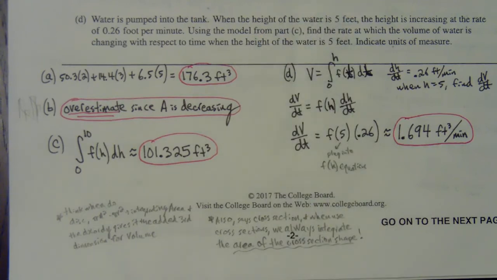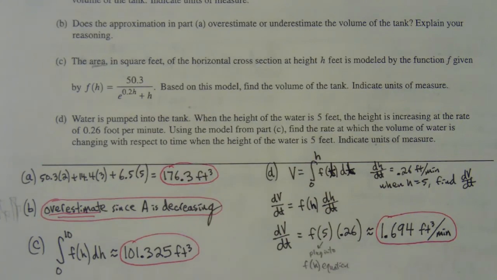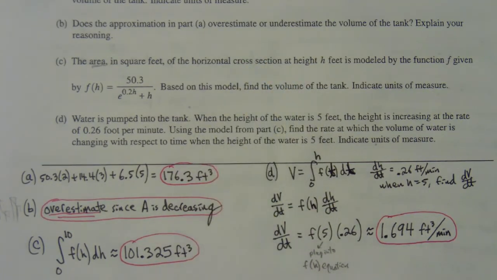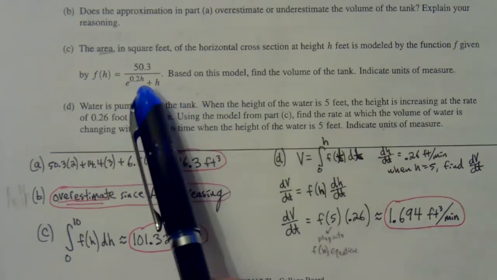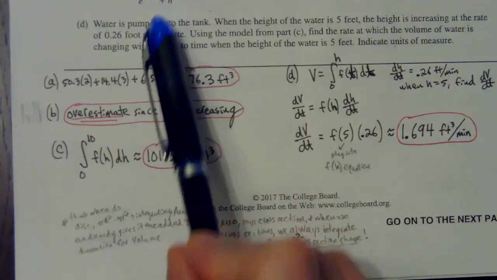Now, remember your cross section. When I saw the word cross section right there, I was thinking, oh, maybe I'll do cross sections. And when we find volumes by cross sections, what we always do, we integrate the area of your cross section shape. And here they flat out told us what that area was. So I just integrate that f of h.